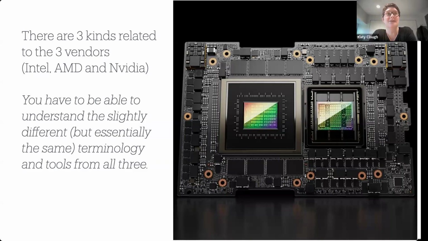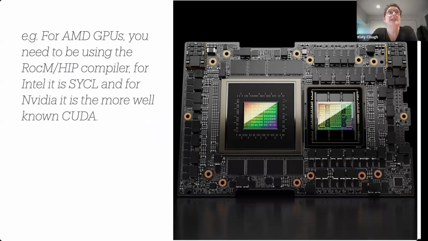It's very annoying if you go to one of their training sessions because they'll say, oh, this is what CUDA would call X, but we call it, you know, AMDX, right? So they all have their own languages, and I think this is why it's particularly confusing. So for example, for AMD GPUs, you have to use the ROCm or HIP compiler. For Intel, it's SYCL, and for NVIDIA, it's CUDA.